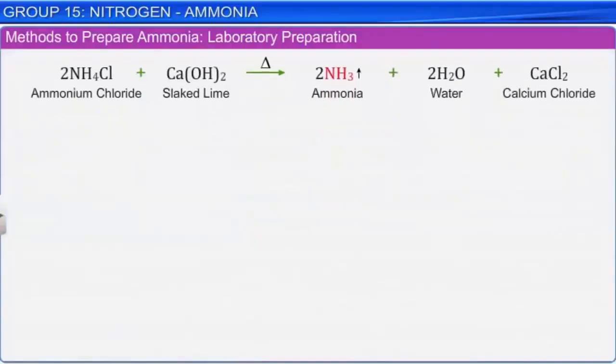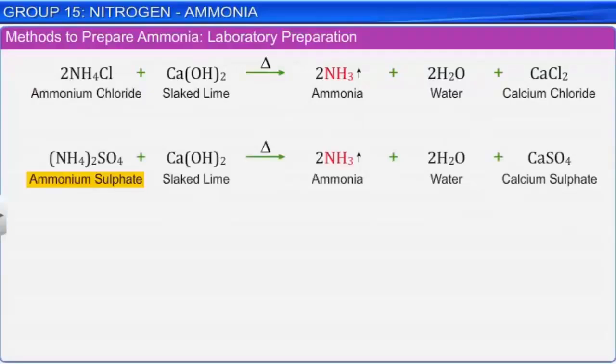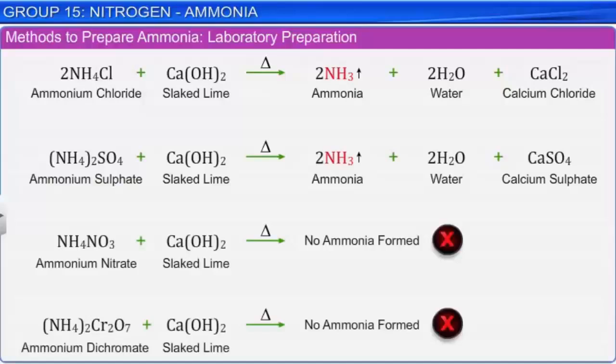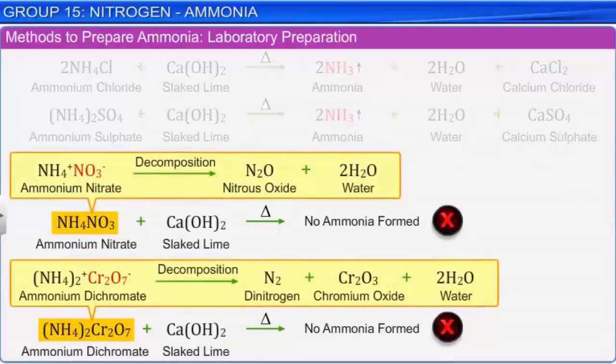In place of ammonium chloride, ammonium sulfate can also be used, but not other salts such as ammonium nitrate or ammonium dichromate. This is because the anionic parts of the salts, nitrate and dichromate, oxidize ammonium ions to dinitrogen or nitrous oxide.